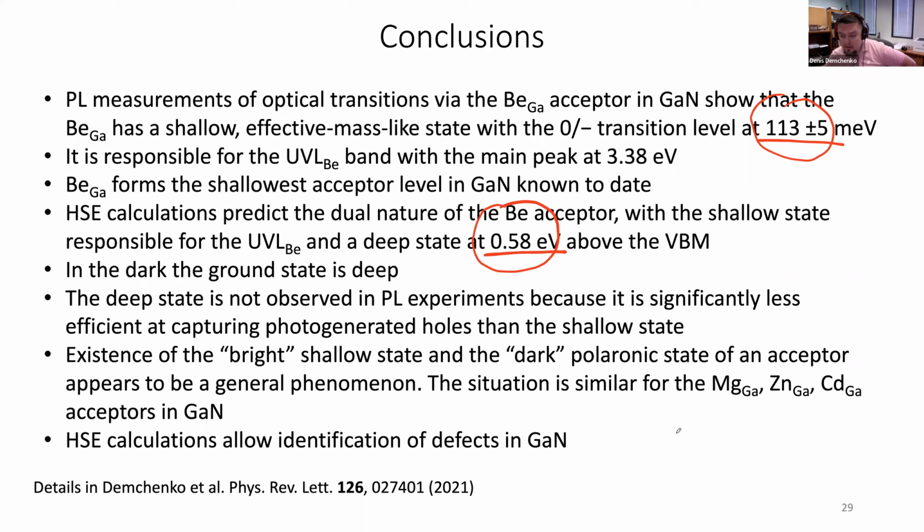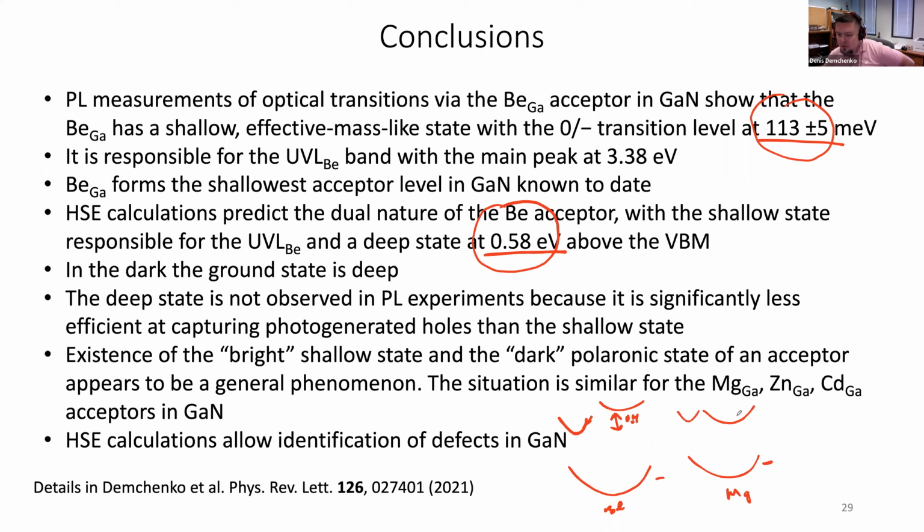The difference between them is the following. If this is a configuration diagram for beryllium, polaronic state is ground state, and the shallow state is over here. There is kind of energy of 0.4 eV between them. This is beryllium. For magnesium, it looks like this. I have negative charge state, and then this polaron and the shallow state have almost exactly the same energy.